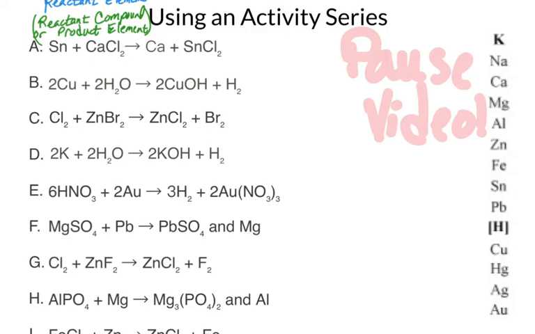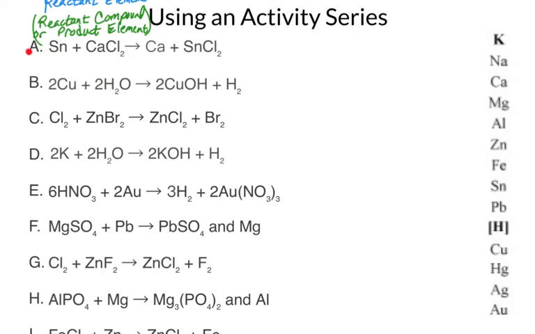Okay, and welcome back. So let's look at letter A. For A, we have tin and calcium chloride make calcium and tin 2 chloride. The two elements we're going to compare are tin and calcium, and here we should see that calcium is near the top and tin is near the bottom. So that tells us that this reaction does not occur.